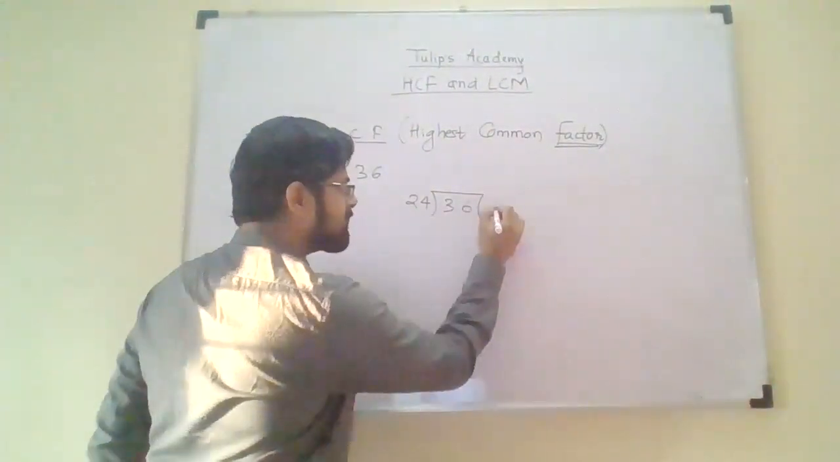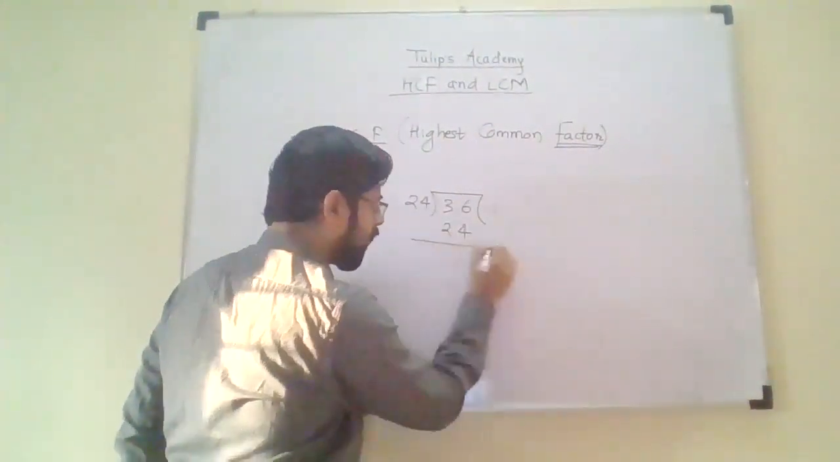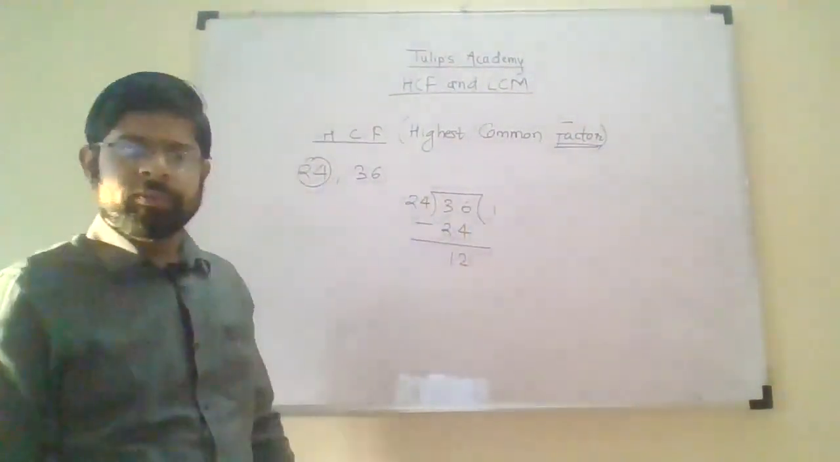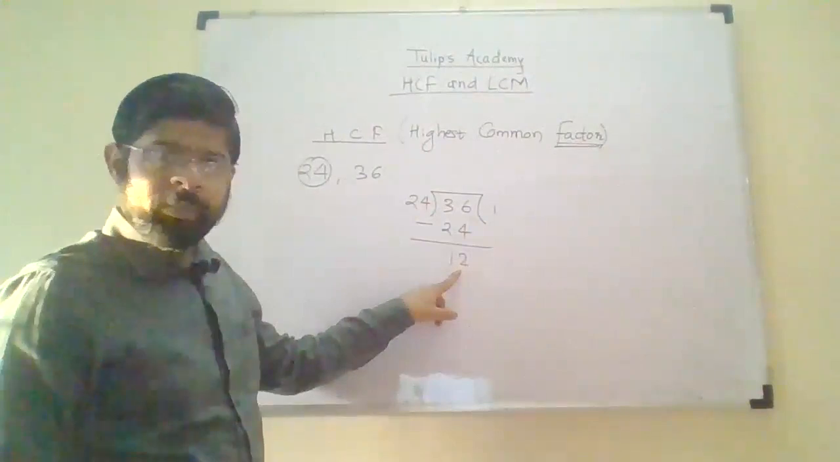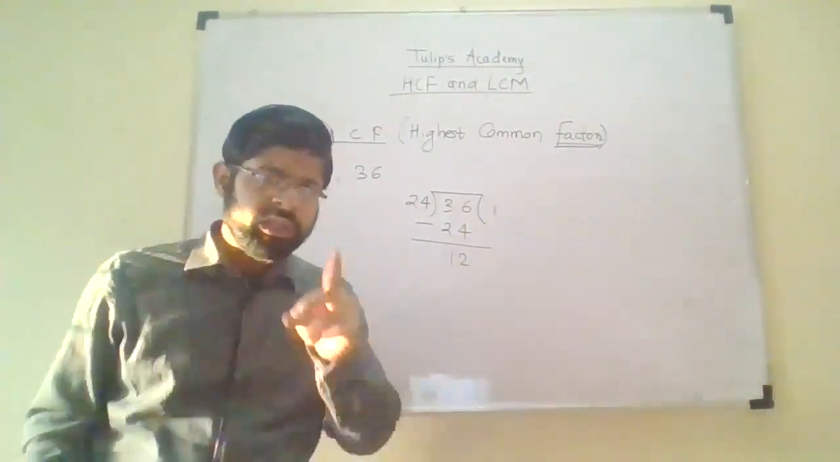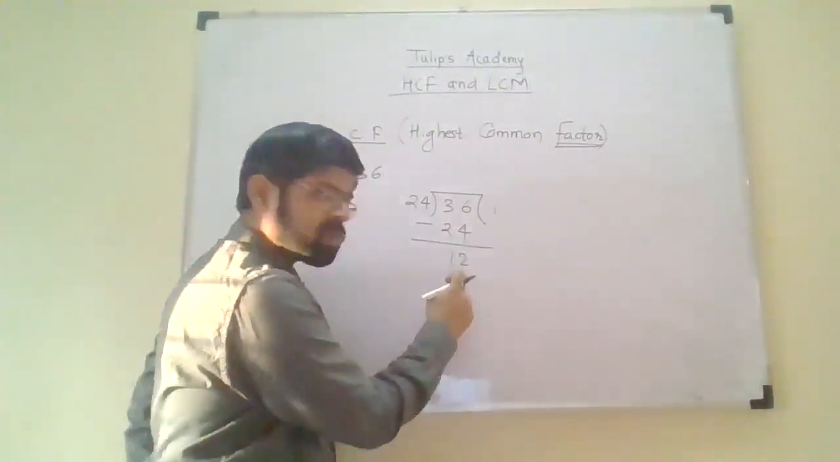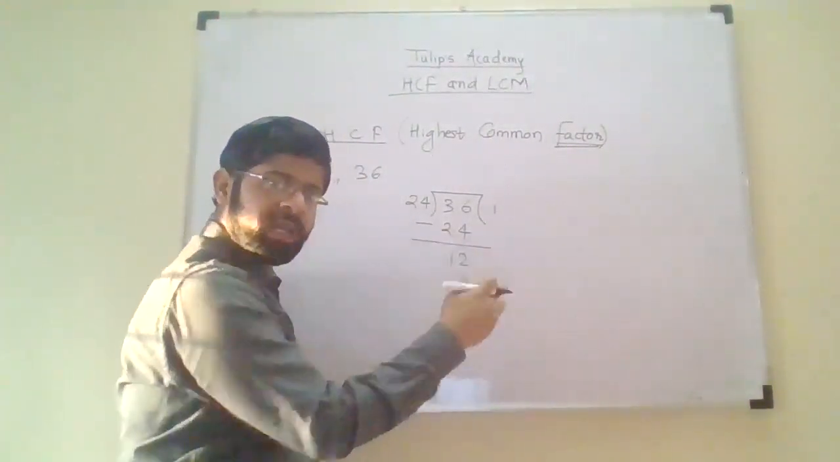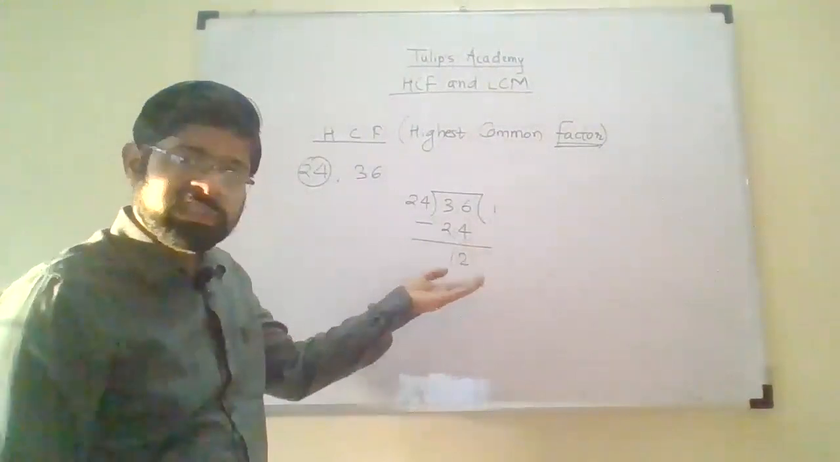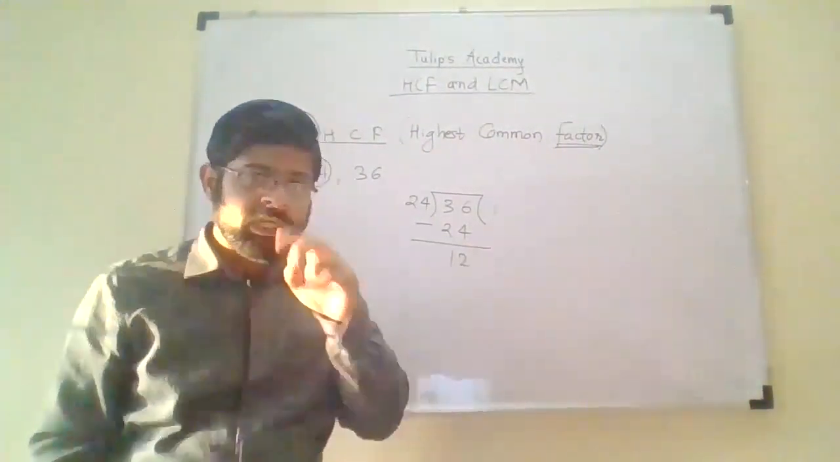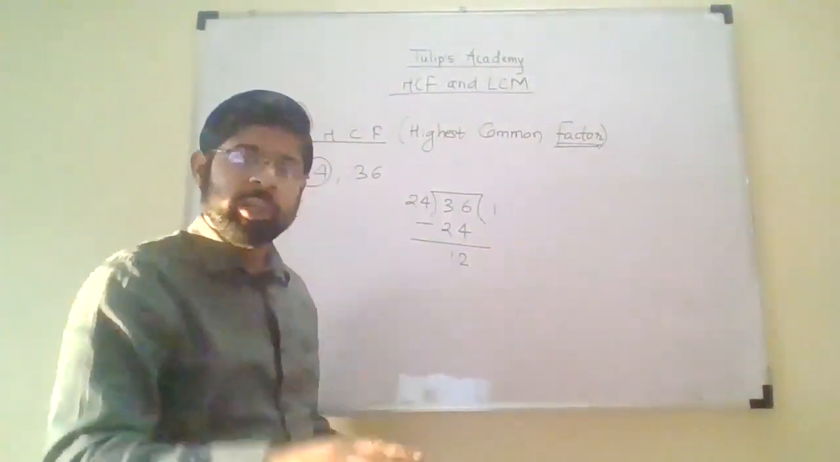So 24 ones are 24. 36 minus 24 comes to be 12. Now the remainder is not 0. You have to continue the operation till the remainder becomes 0. Now this remainder is 12. This 12 becomes the divisor now. You have to follow the second division now. You have to start the second step, and you have to again start with a new division.